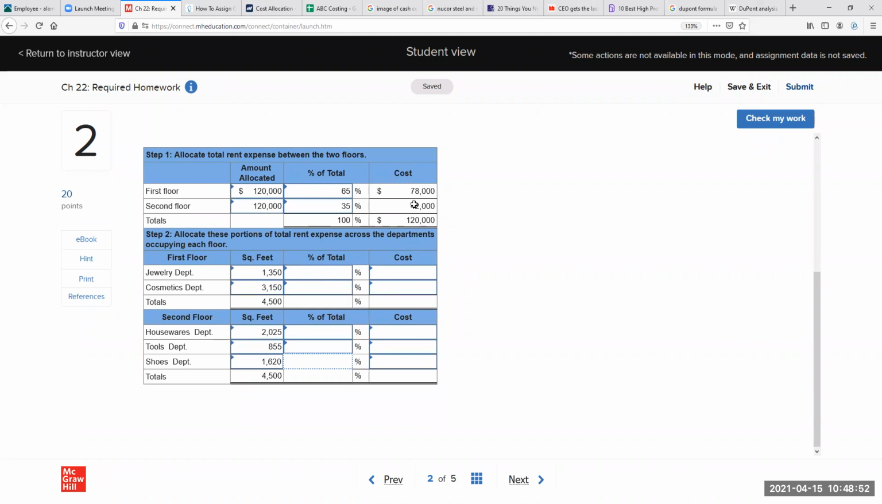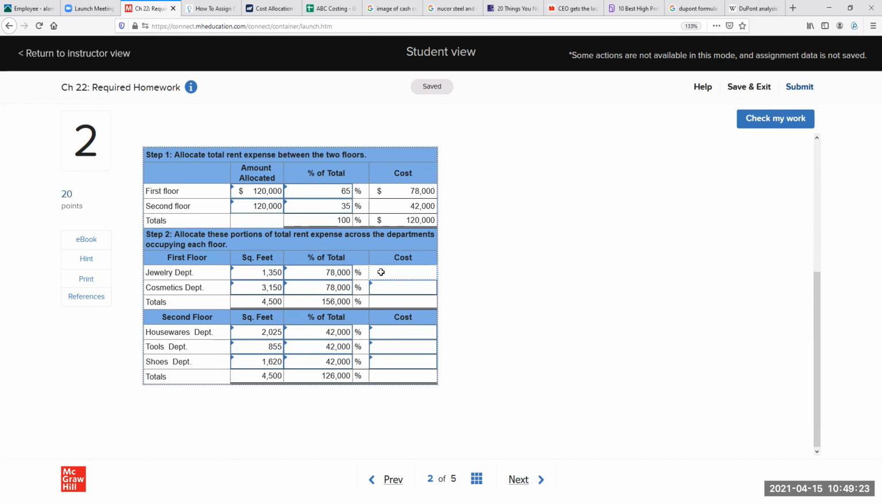So here, we've allocated based on the first and second floor. So now take this 78,000, because that's their portion of the rent. And the second floor, we're allocating 42,000. And there are many stores that are in this format. I think Dick's Sporting Goods, some of the Sears used to be that way. Macy's, Northern. So many of them have more than one floor.